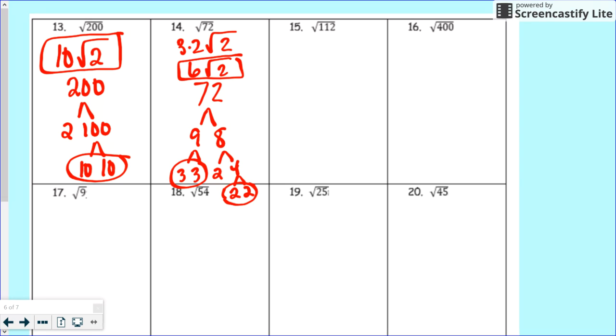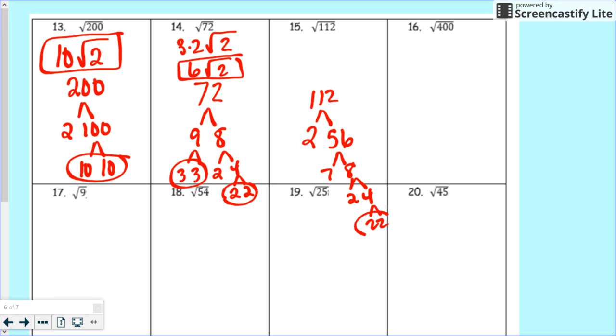All right, 112. I don't know any factors for that guy off the top of my head. So I see that it's even. I'm going to start with 2. So 2 goes into 11 5 times, with 1 left over into 12. So 2 times 56 would give me 112. For 56, I know my factors are 7 and 8. And then 8 is 2 and 4. And 4 is 2 and 2.